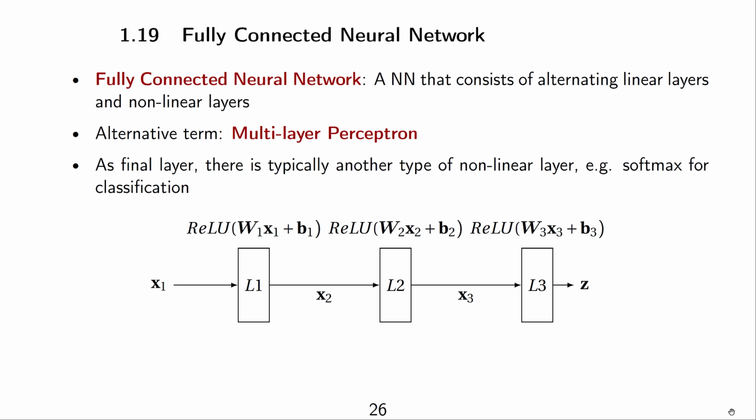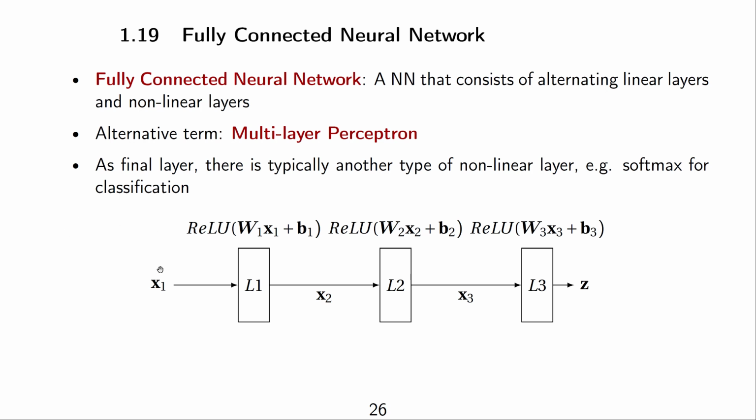So now we go to fully connected neural networks. A fully connected neural network is a neural network that consists of alternating linear layers and nonlinear layers. Another term would be multi-layer perceptron. Now, there is also one slight catch here. As a final layer, there's typically another type of nonlinear layer, maybe some softmax for classification, that we will discuss a bit later. So the catch is that you will know how to build a fully connected neural network after this lecture, but you don't really know the last layer yet.